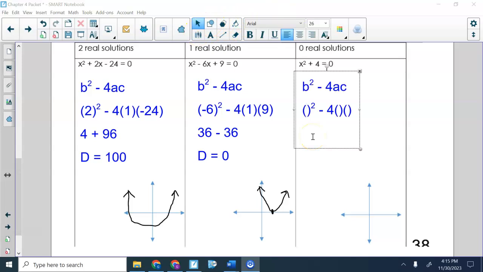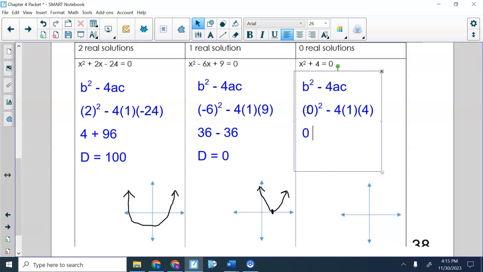All right, so on this one, A is 1, B is 0, and C is 4. So instead of putting B, we're going to put 0 minus 4 times 1 times 4. So we get 0 minus 16. So we get discriminant equals negative 16.